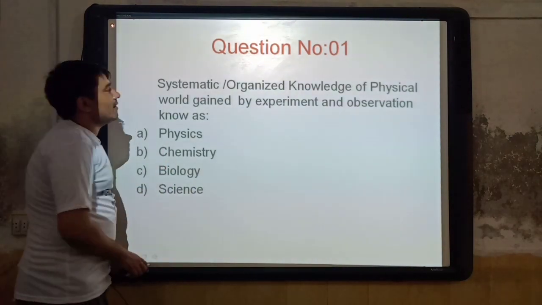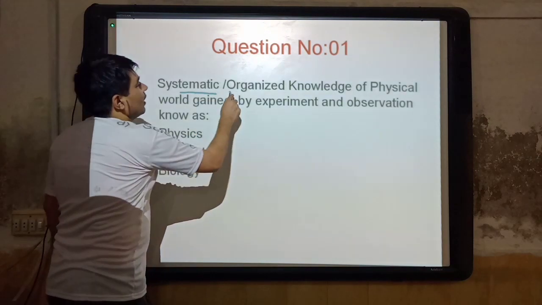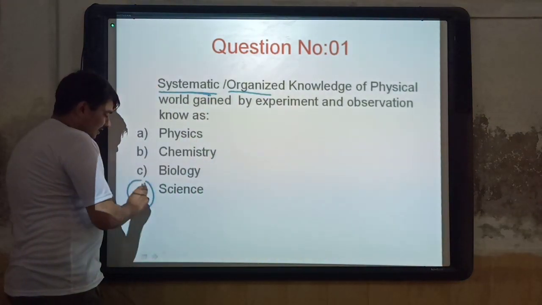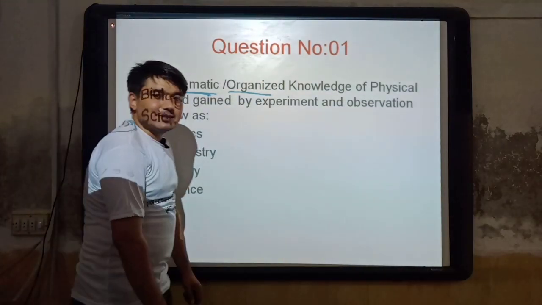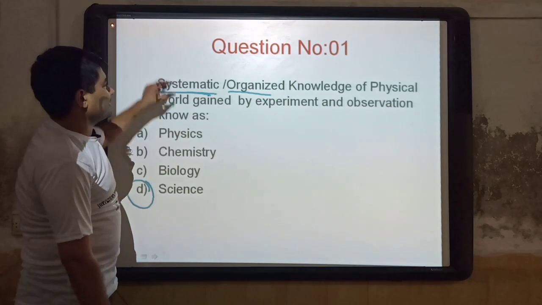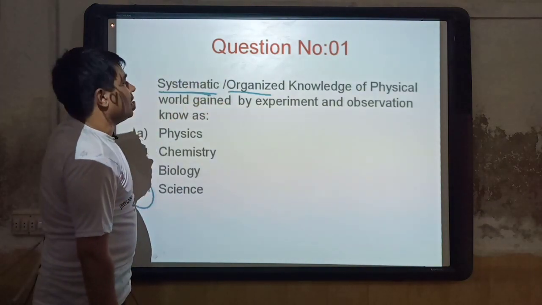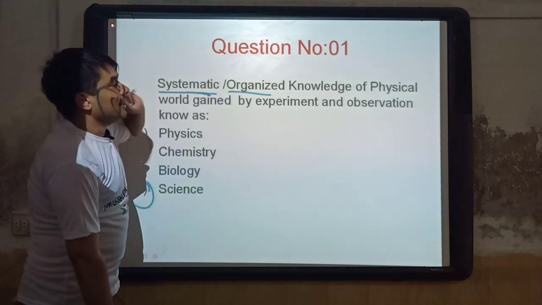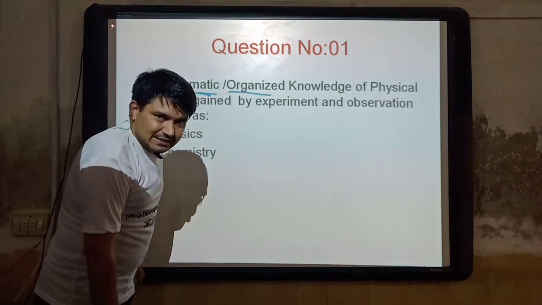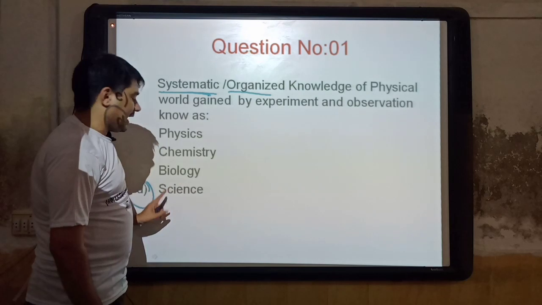Which option is correct? Yes, you are thinking right. The correct option is D. It is science: systematic, organized knowledge of the physical world gained by experiment and observation is known as science.